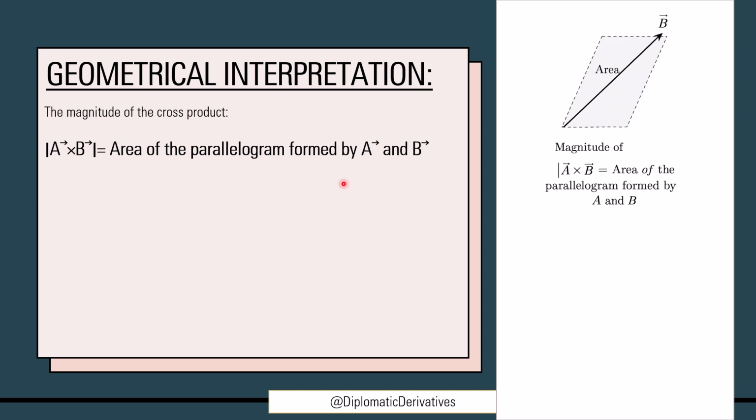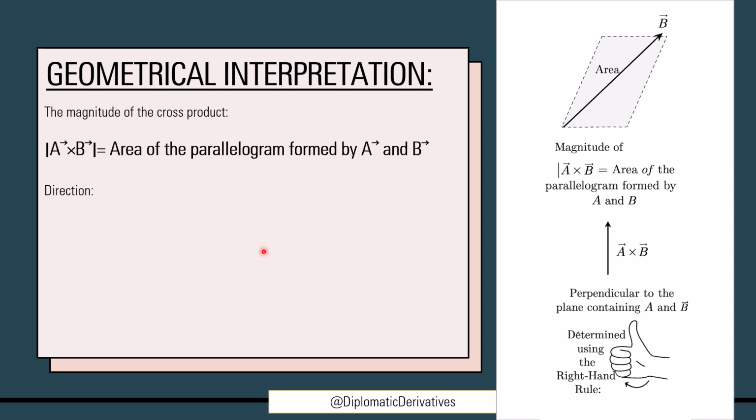Now in a future video where we will be talking about the scalar triple product, we will be seeing the 3D version, the parallelepiped, for which there is a formula used to find the volume. So here we are talking about the 2D, which is a parallelogram, and the magnitude of the cross product is basically the area of this parallelogram formed by A cross B.